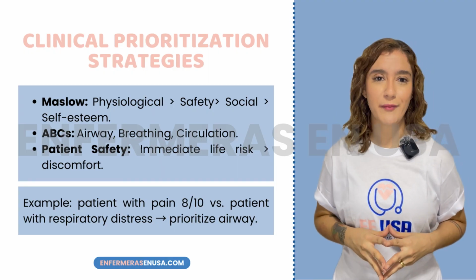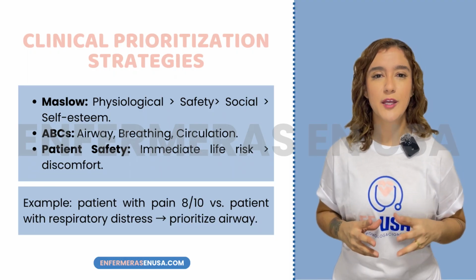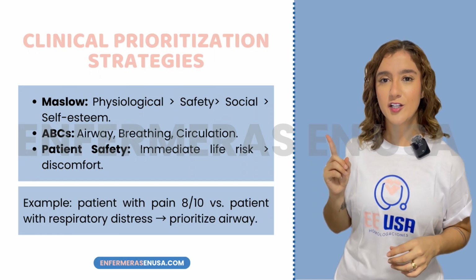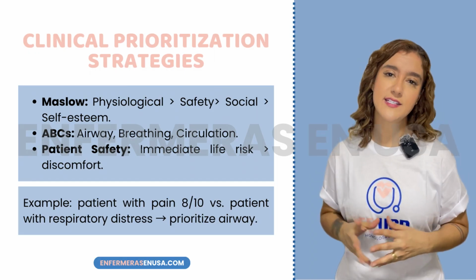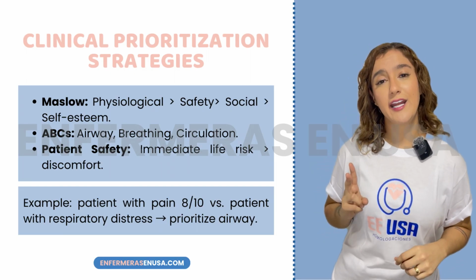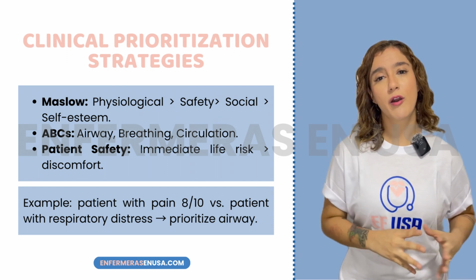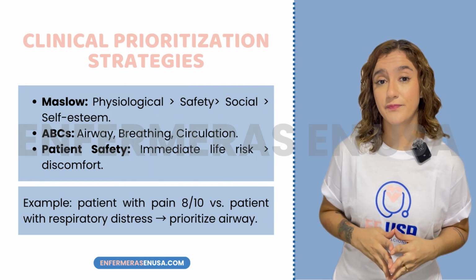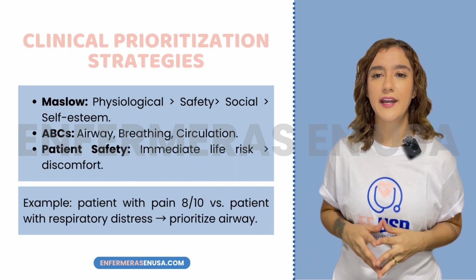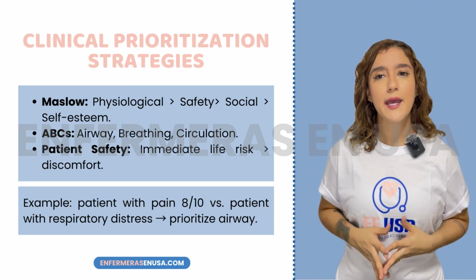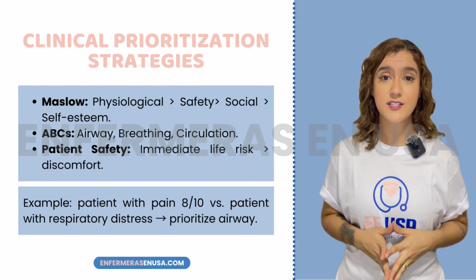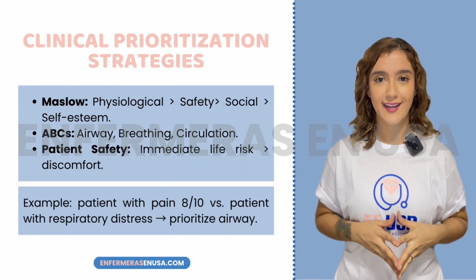First, Maslow's pyramid, a psychological theory that proposes that human needs are organized in a hierarchy and must be addressed sequentially: physiological, safety, social, and finally self-esteem. Second, ABC prioritization: airway, breathing, circulation. Follow this order when prioritizing patient stability. And finally, we have patient safety. Immediate life risks always take priority over patient comfort. For example, a patient with pain 8 out of 10 versus a patient with respiratory distress: always, the airway must be prioritized.